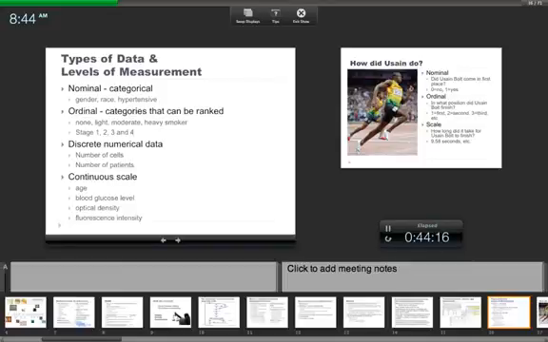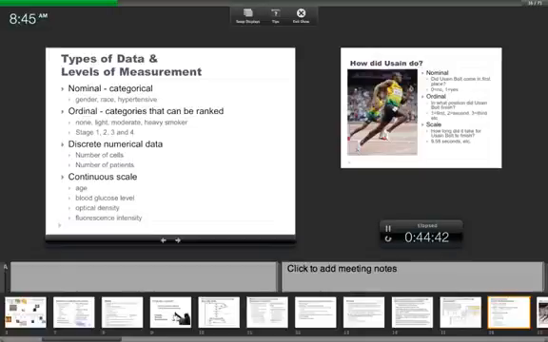So in statistics, we have different types of data and different levels of measurement. You have the nominal type of data, categorical variables like gender, race, or whether the patient is hypertensive or not. The ordinal type of data means categories that can be ranked.